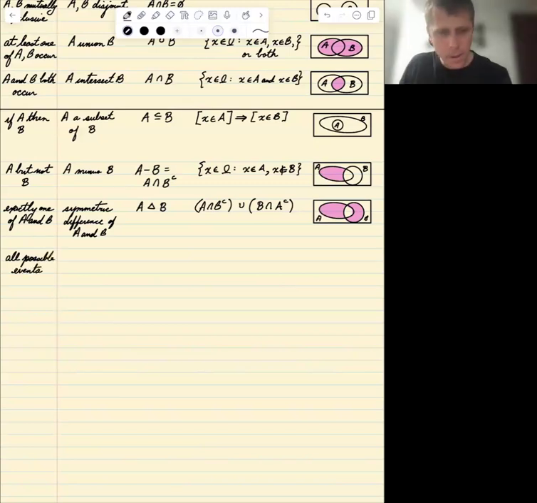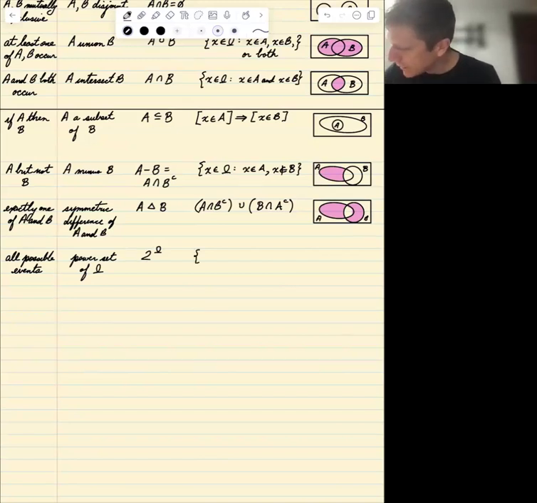Finally, all possible events. It's the power set of omega. It's the set of all subsets of omega. It's written as 2 to the power omega. This is a set notation, even though it's a number in there. It's the set of all sets. Set of all subsets of omega. Okay. This is the set of all events. This is the domain of discourse of probability.